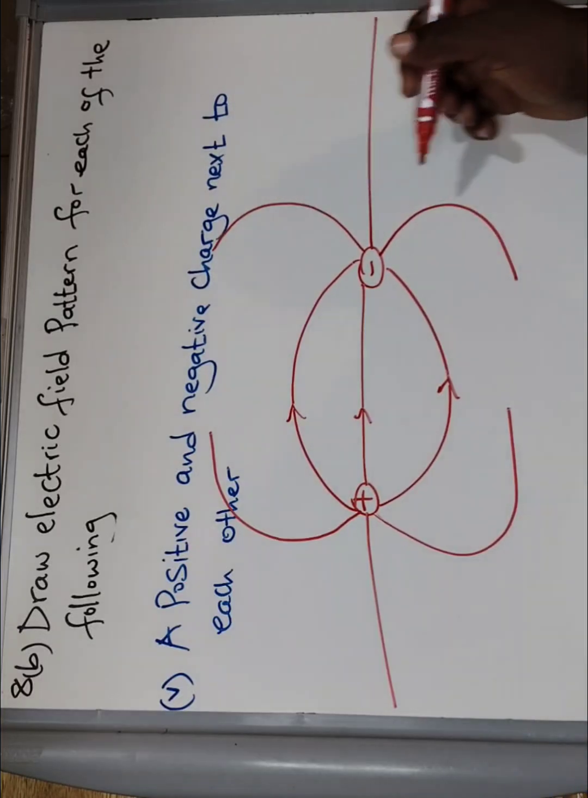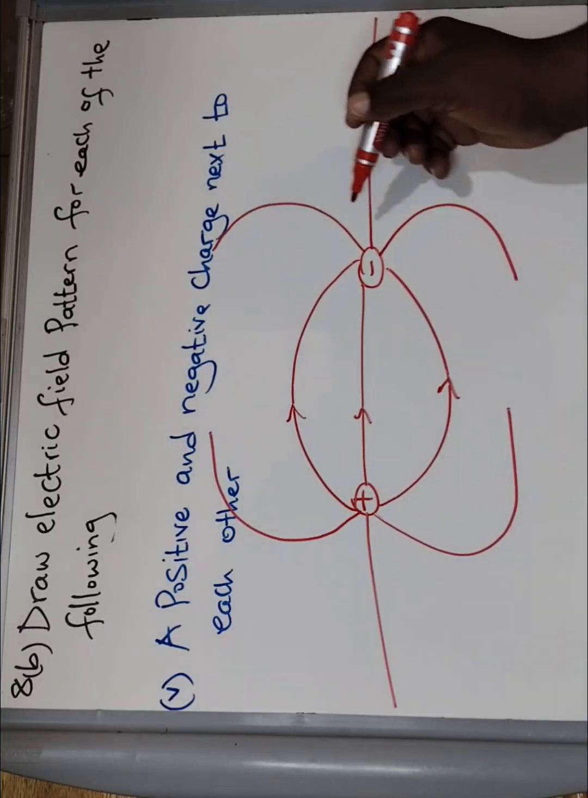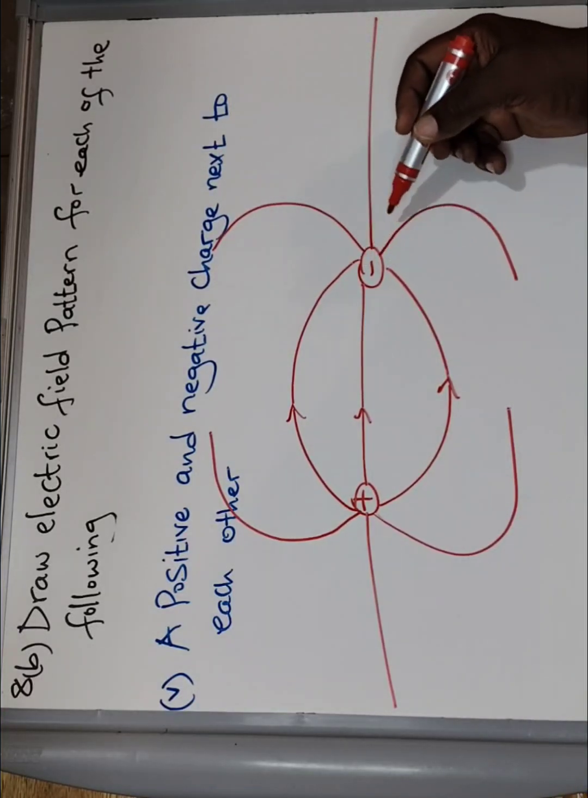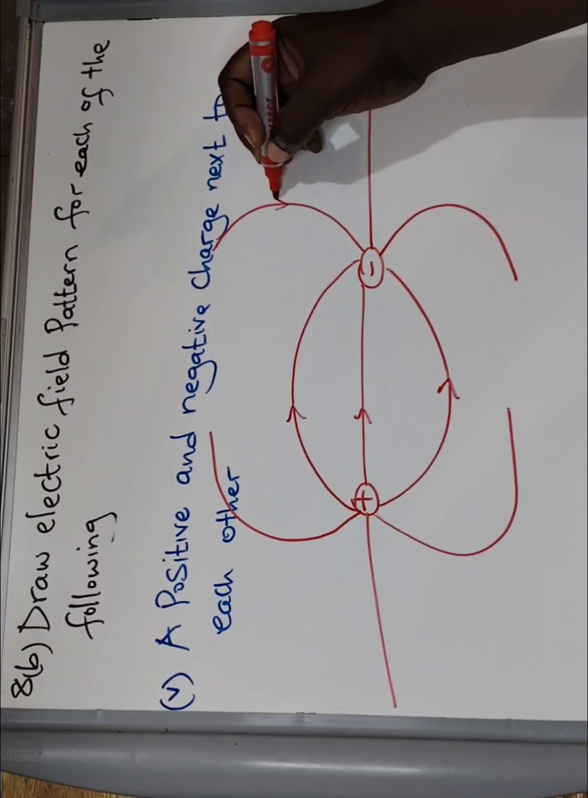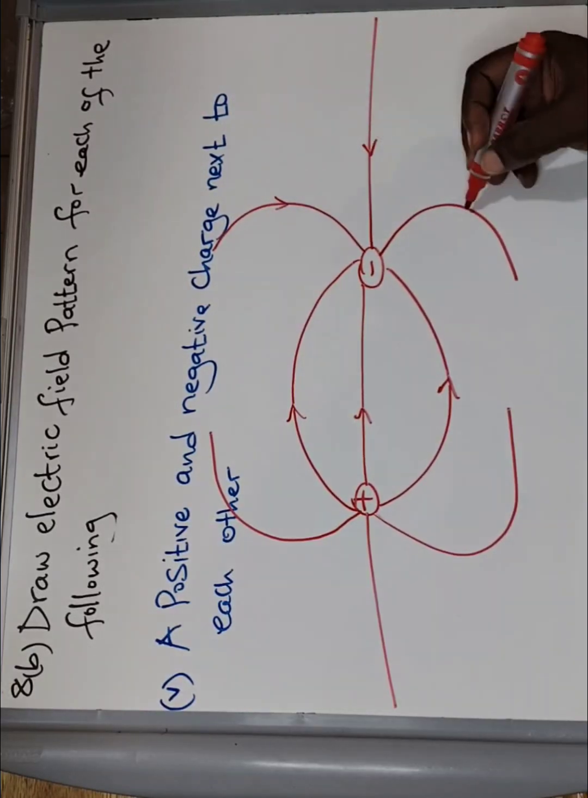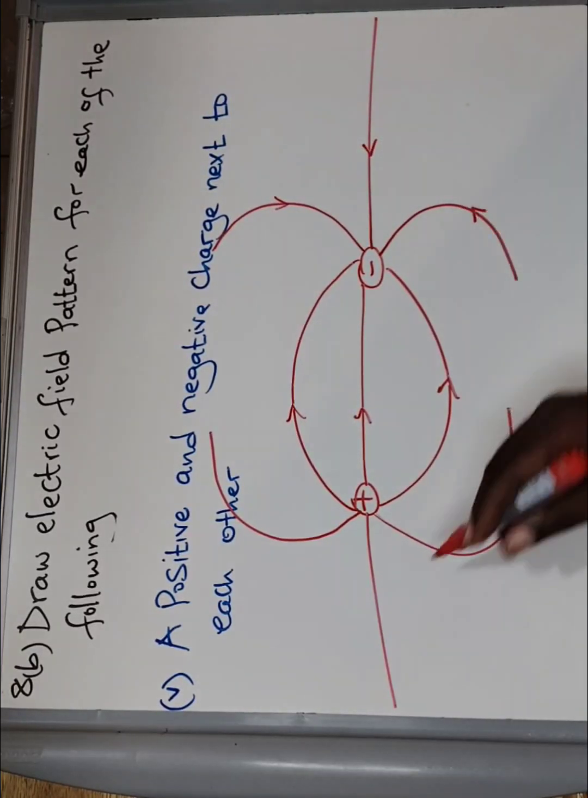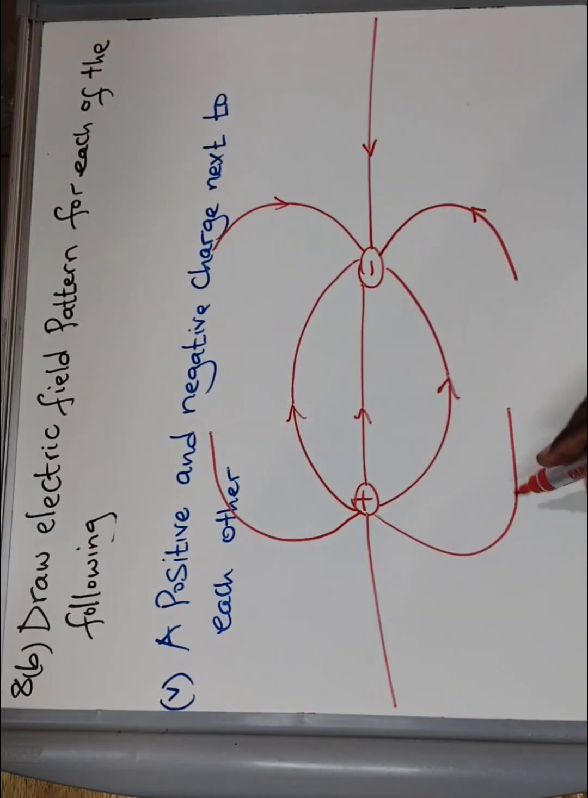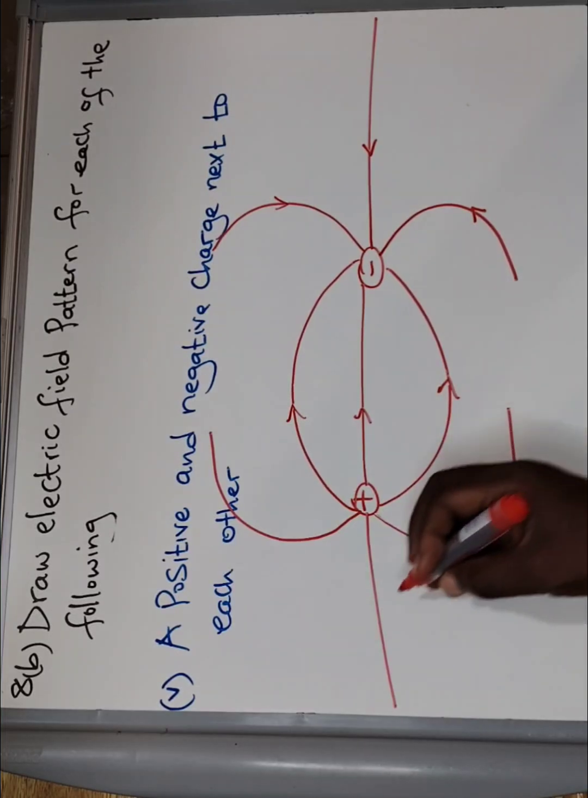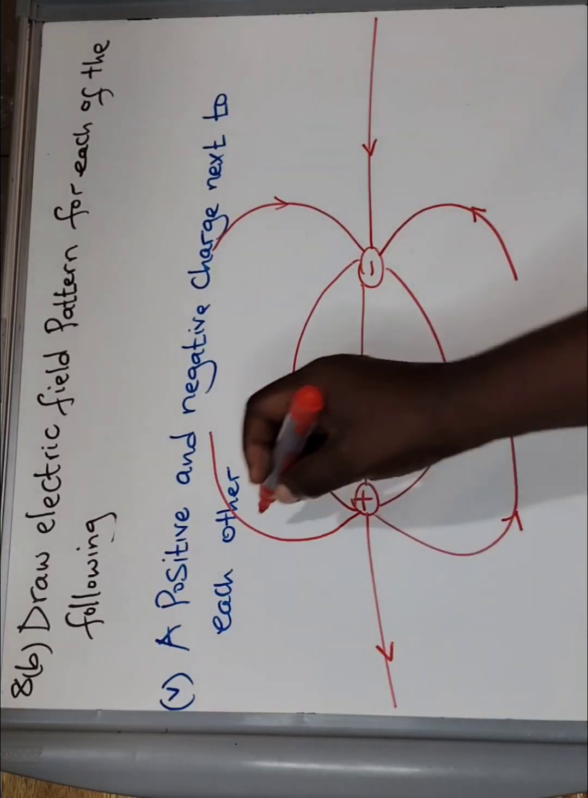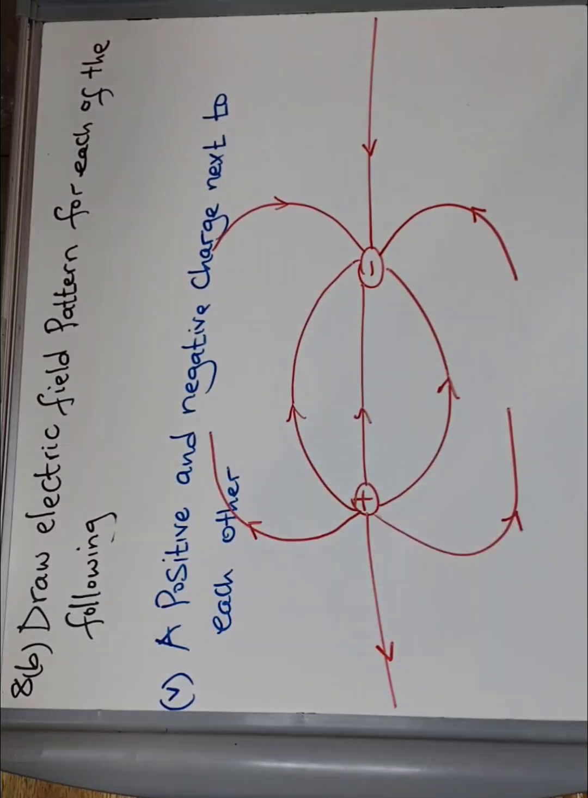Okay. Then we come to these ones. You put a positive charge and this charge is negative. Where does it go? It comes in. This side, when you put a positive charge, what happens? It is repelled because it's the same charge. So there we are. This is the electric field pattern of a positive and negative charge next to each other.